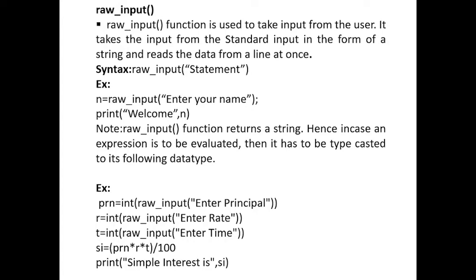Prn equal to int of raw underscore input, enter principal; r equal to int of raw underscore input, enter rate; t equal to int of raw underscore input, enter time. Si equal to prn asterisk r asterisk t slash 100. That means simple interest equals principal into rate into time by 100. Then print simple interest si, and it will be printed. So this is about the input function as well as the raw input function.